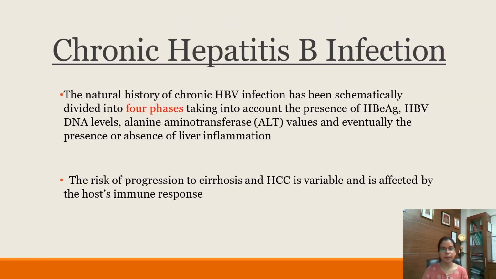Now, chronic hepatitis B infection. Chronic hepatitis B infection is divided into four phases, taking into account the presence of HBe antigen, HBV DNA levels, the ALT values, and eventually the presence or absence of liver inflammation. The risk of progression to cirrhosis and HCC is variable and is affected by the host immune response.